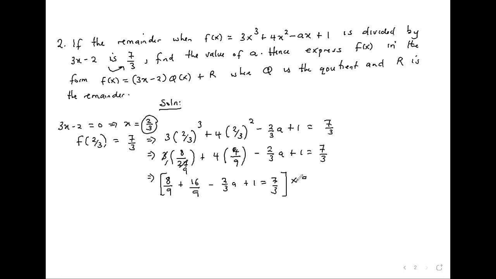Multiplying throughout by 9, we get 8 plus 16 minus 6a. Since 3 into 9, we get 3, so 3 times 2, we get 6a. Plus 9, plus 3 into 9 again, we get 3 times 7, we get 21. So now 8 plus 16, that's 24, plus 9, that's 33. Take it the other side, we have negative 6a is equal to 21 minus 33. That is 12.